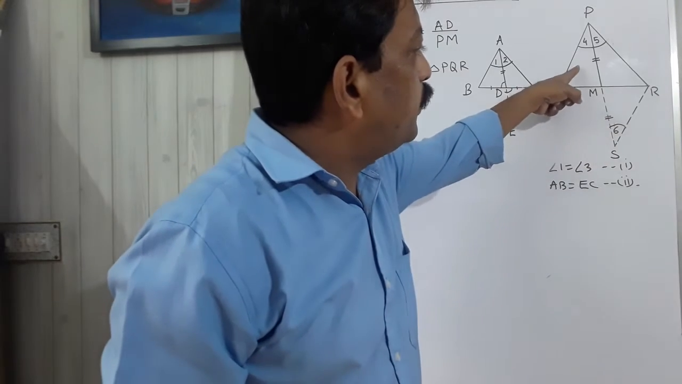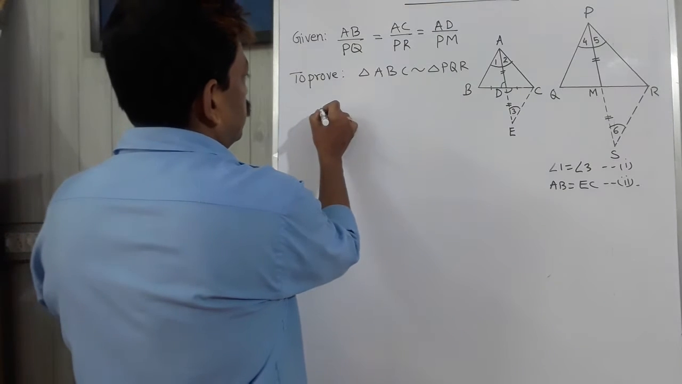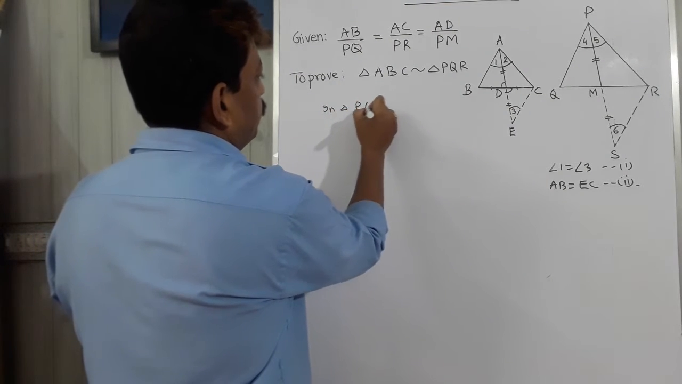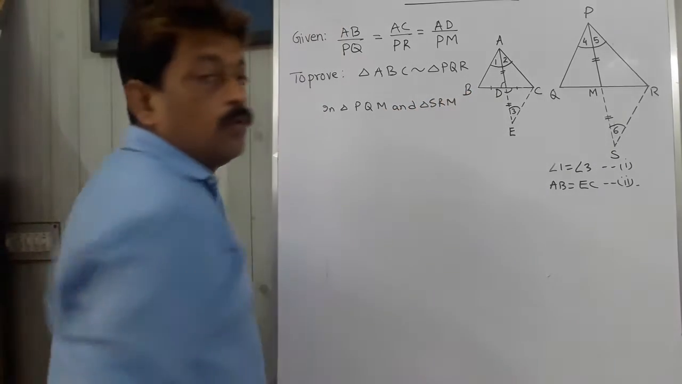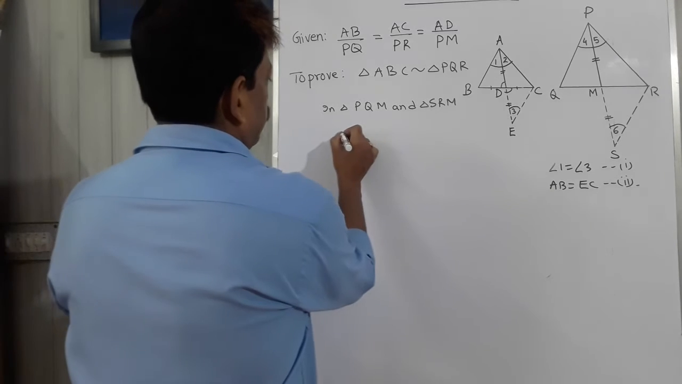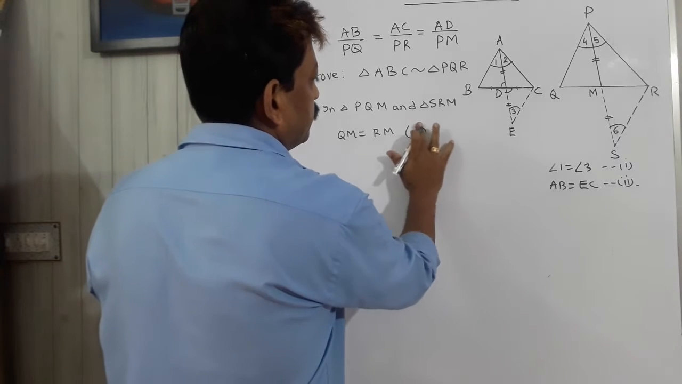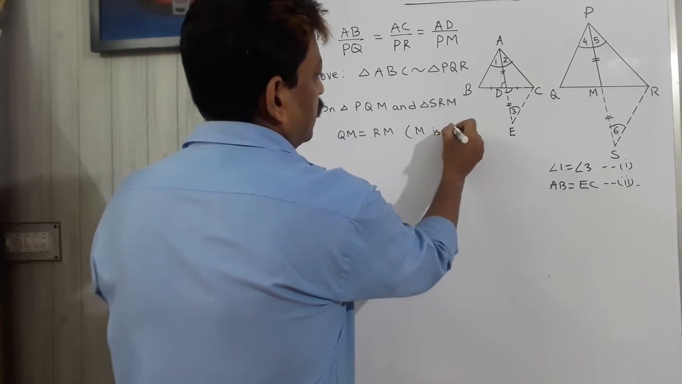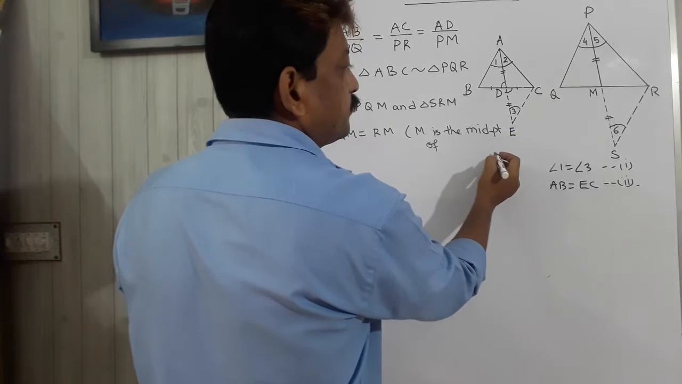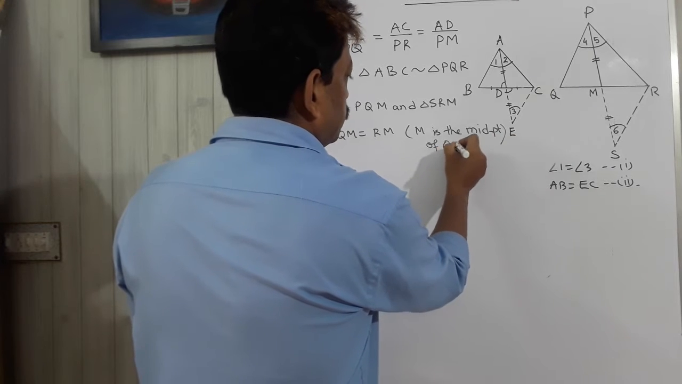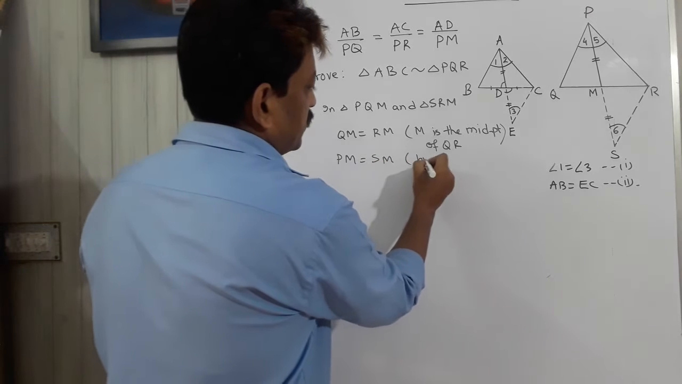That is triangle PQM and triangle SRM. So in the same process we can do that. In triangle PQM and triangle SRM, what are the things we are getting equal? Same way, QM is equals to RM. M is the midpoint of QR. PM equals to SM by construction.